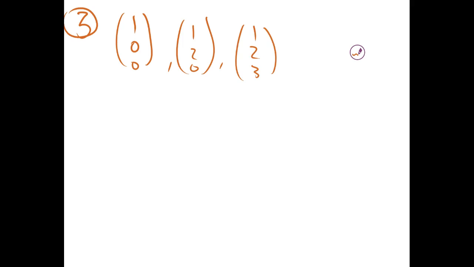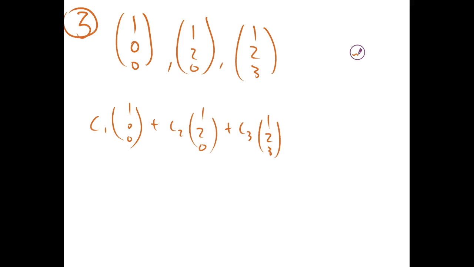Okay, so we have one more example. We have these 3 vectors, 1, 0, 0, and 1, 2, 0, and 1, 2, 3. So to check if these are linearly independent, again, we want to find non-zero constants for which their sum will equal the 0 vector. If we can't find those non-zero constants, then we have a linearly independent set.